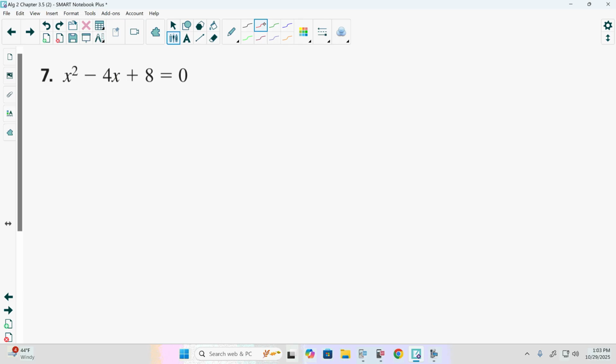So we look at number 7, x squared minus 4x plus 8. Equation is equal to 0. Everything is on the same side, so we're good there. Step number 1. Is a equal to 1? Is the number in front of x squared 1? Well, yes. So we're good there.